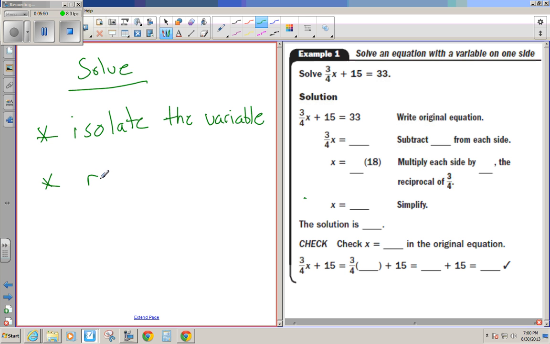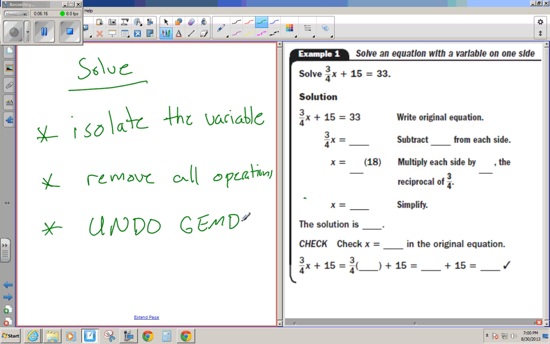In class, I would remove all distractions. Here, I would remove all operations. Now, you know order of operations says do your exponents and all that stuff first. When you solve or isolate, you have to undo. I'm going to say GEMDAS. I think I've talked about this. Undo GEMDAS. So you have to get rid of any adding and subtracting first, then multiplying and dividing, then your exponents, and then your grouping symbols. You've got to get rid of those things first.